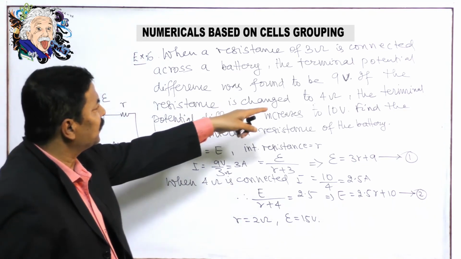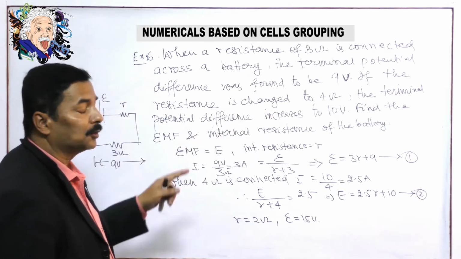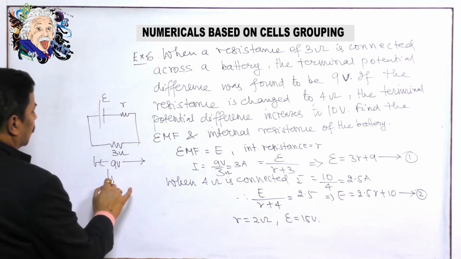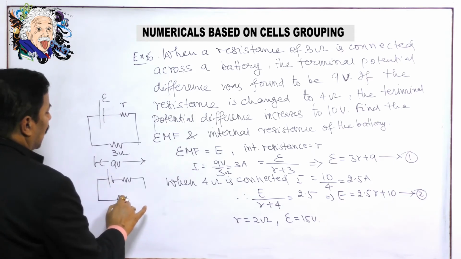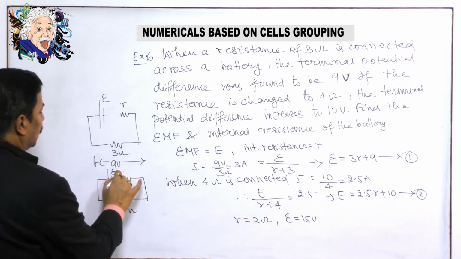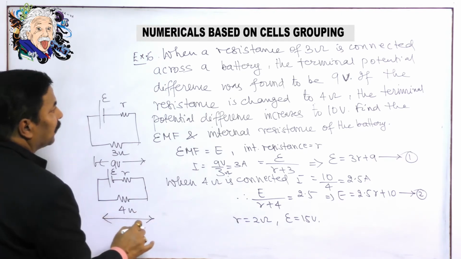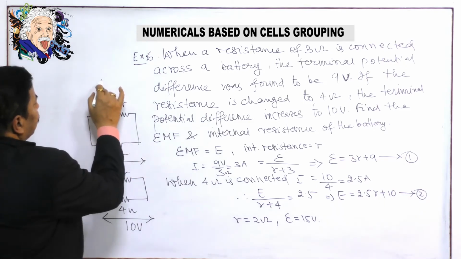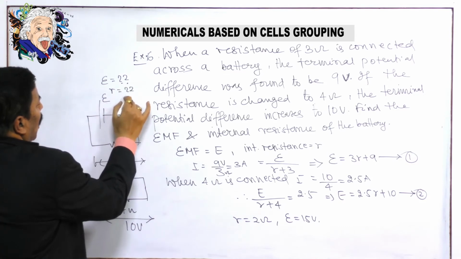If the resistance is changed to 4 ohm, the terminal potential difference increases to 10 volt. Now you see, the battery remains the same, but this time I have changed the resistor to 4 ohm, and the potential difference becomes 10 volt. So you have to find E and the internal resistance r.